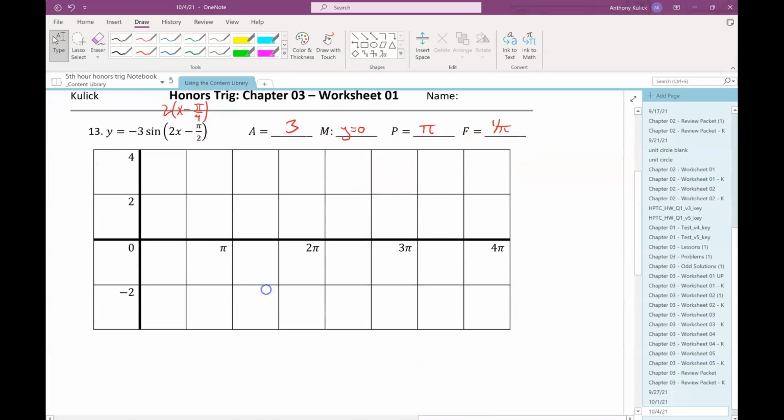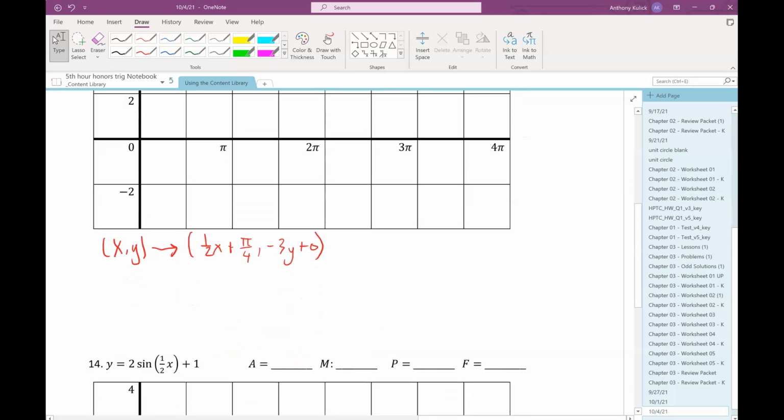And then using that information, I'm going to write my transformation map. So it's Cx plus H, and then Ay plus K. And I'm going to perform that transformation on the 5 key points for sine, which I gave you guys in your notes.